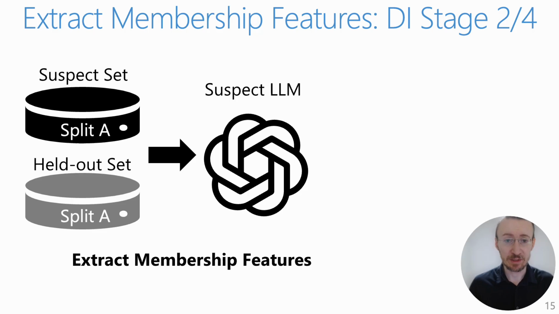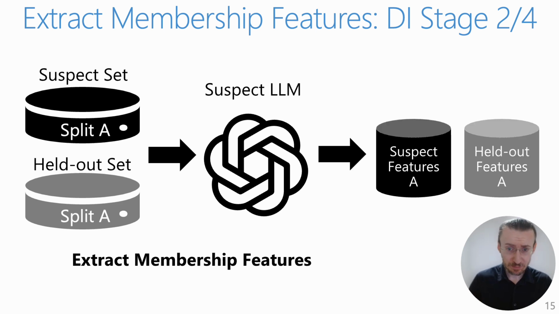So in the second stage of our method for LLM data inference, we extract membership features. Here we take these splits A from the suspect and held out sets and pass them through the LLM to obtain their features. These features are scores generated from various membership inference methods for LLMs. Here you can, for example, think that in this scenario from the given LLM we can obtain the outputs, and then from the output we can, for example, estimate the token probabilities.